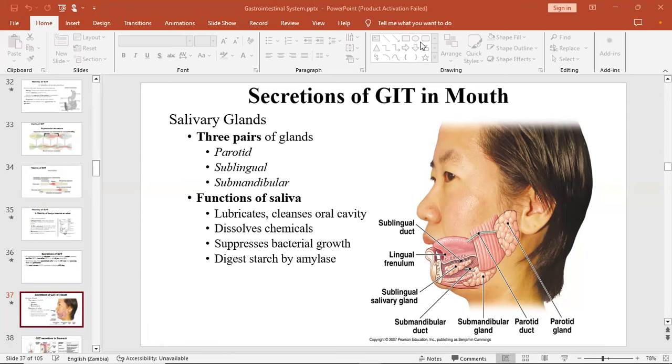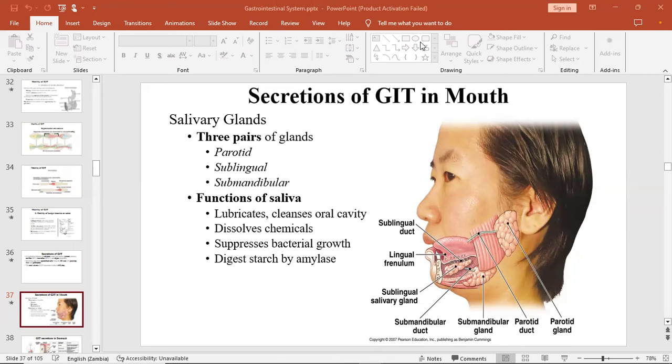Today we are going to be looking at a subtopic called secretions of the GIT. We did look at the anatomy, the overview, and the motility aspect of the GIT. But now we are going to focus on what we call secretions of the GIT in the mouth, the stomach, small intestines, and the large intestine.